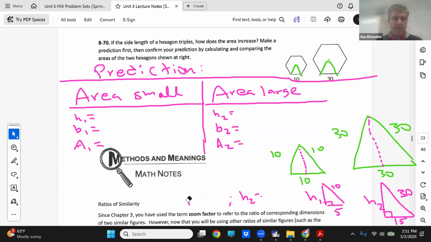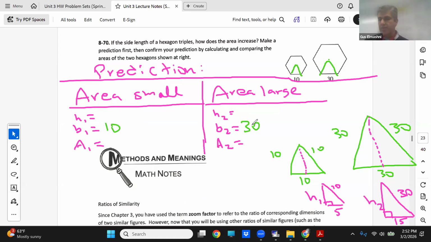Okay, I've kind of teed this up for you guys. So figure out H1 and H2. B1, B2 are easy. You're in at 10 and 30. Oh, okay, you're stretching. No worries. All good. So you know B1 and B2 are 10 and 30, right?